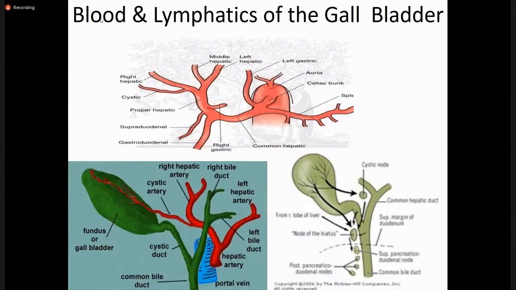Something to talk about the blood and the lymphatics of the gallbladder. So basically the common hepatic duct gives the proper hepatic artery, and then it divides into the right and left, giving off the cystic artery from the hepatic duct. Then we have this lymphatic drainage. It usually drains into the cystic node, and from the right lobe of the liver, everything almost into the duodenal part.